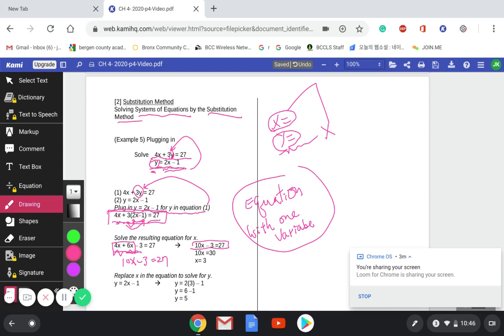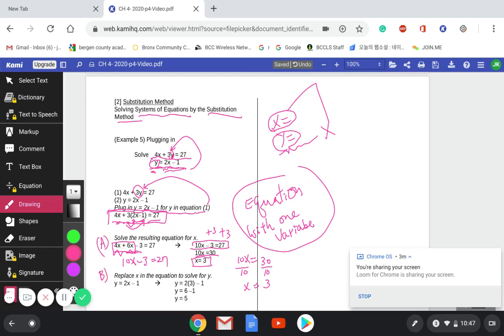Then you solve this by adding 3 to both sides. 10x becomes 27 plus 3, which is 30. And then you divide both sides by 10, and you get x equals 3. So now you have the value of one variable.